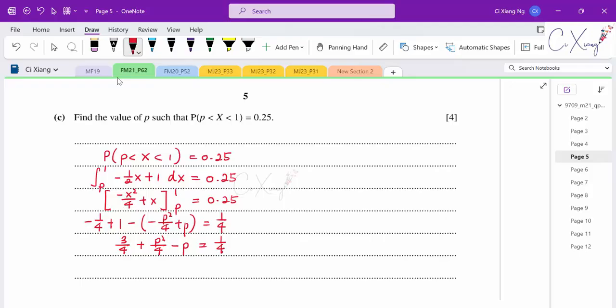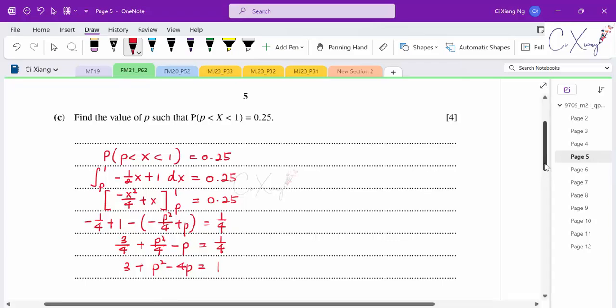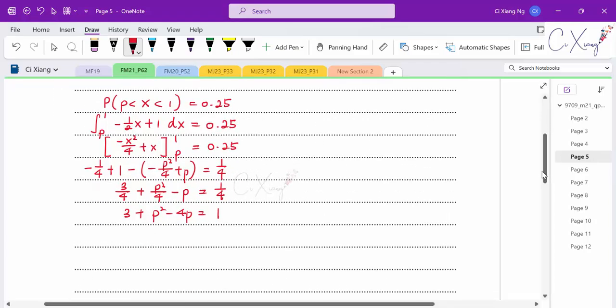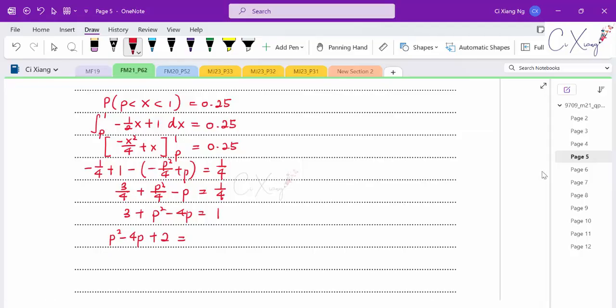Okay, then maybe I want to make the 4 disappear. Therefore, I multiply the whole equation by the 4, right? So I will have something like this. If I continue to simplify it, I will have p squared minus 4p plus 2 equals 0. So you can see that I get a quadratic equation, actually. And now I want to find the value for p.